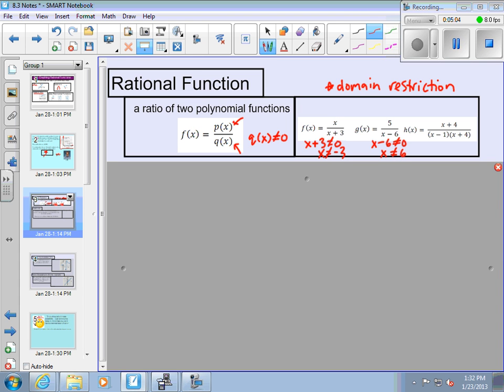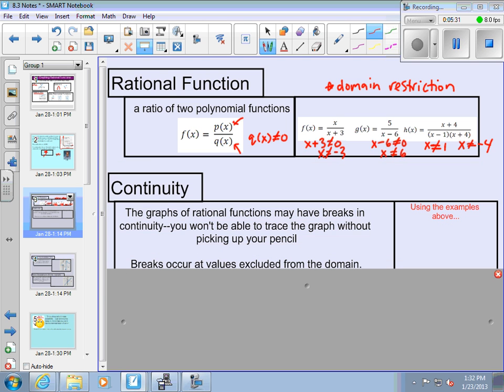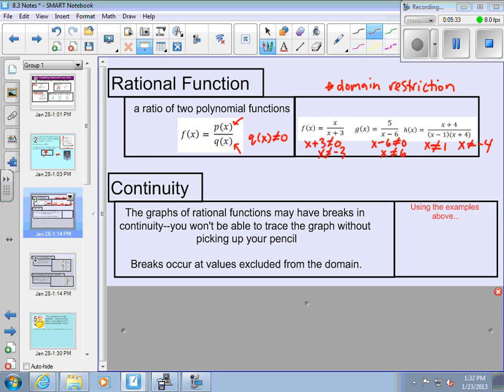You could have more than one. This last one over here, if we put both parts under the denominator, the both factored parts, x minus 1 and x plus 1, we see that x cannot equal 1 and x cannot equal -4. Those would be two values that give division by 0. Well, what happens at these division by zero places? Where we have division by 0 is going to tell us something about continuity.